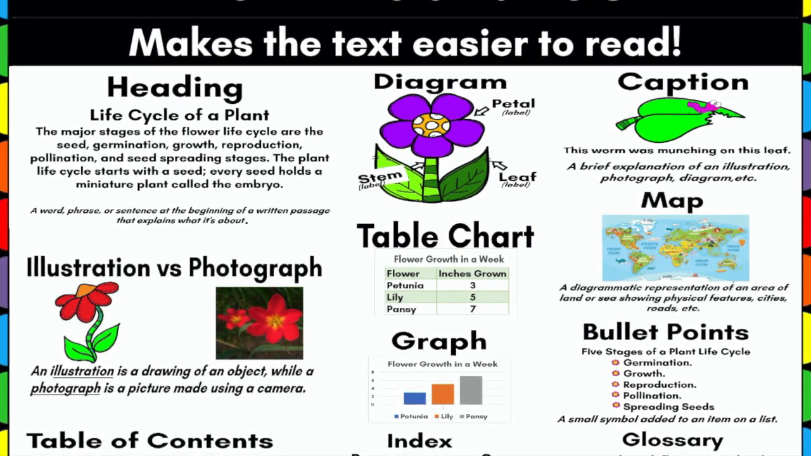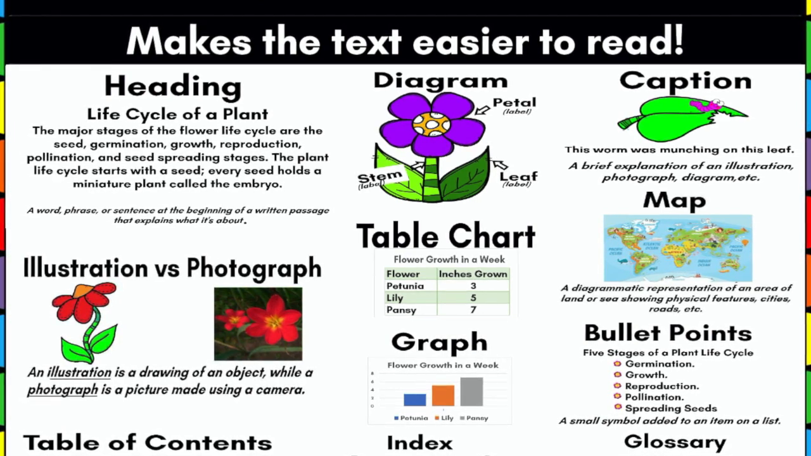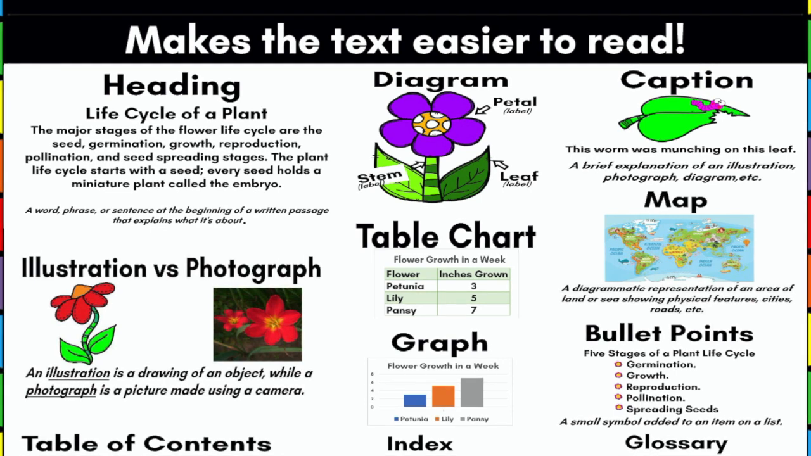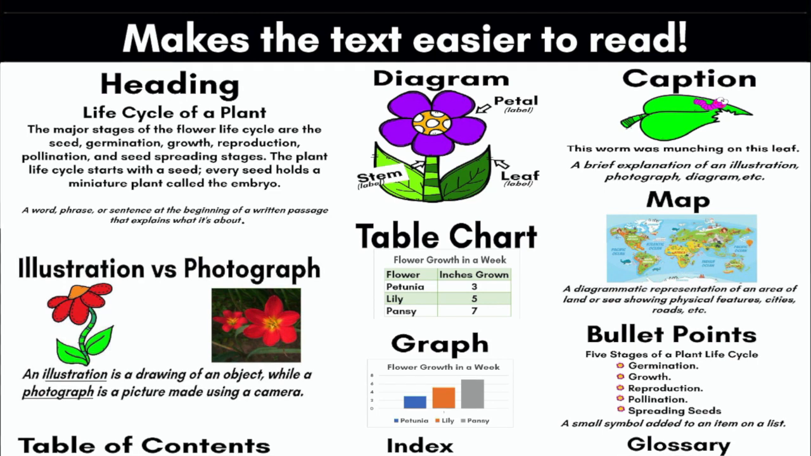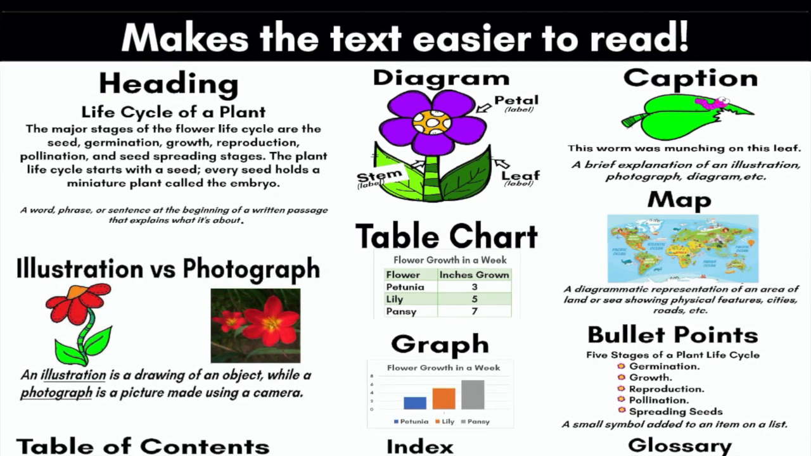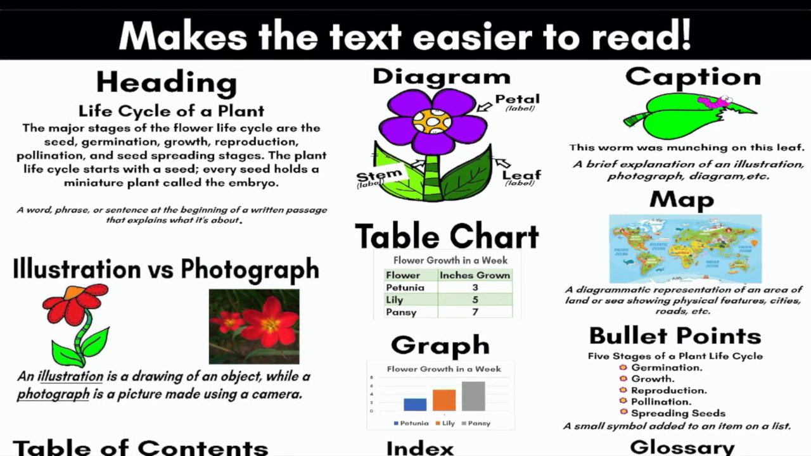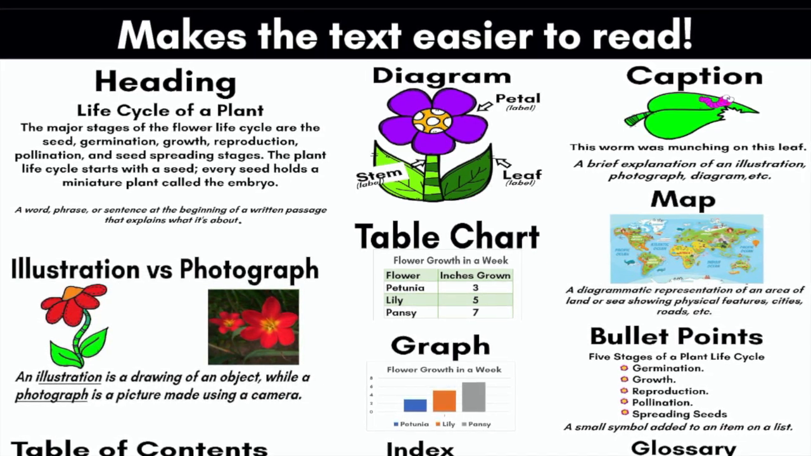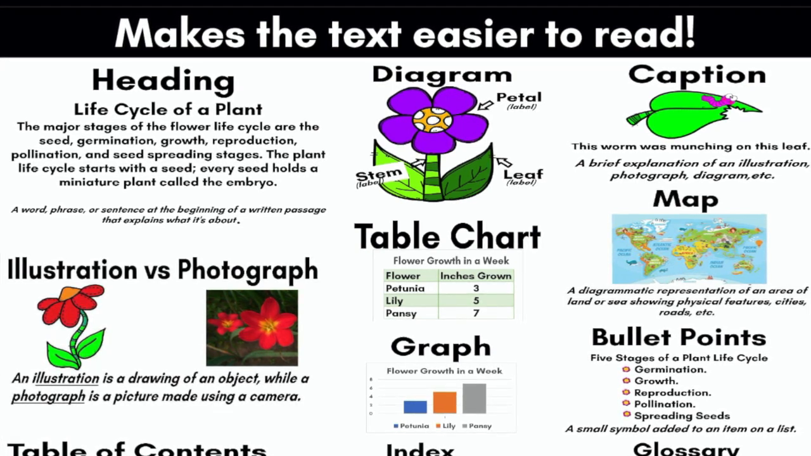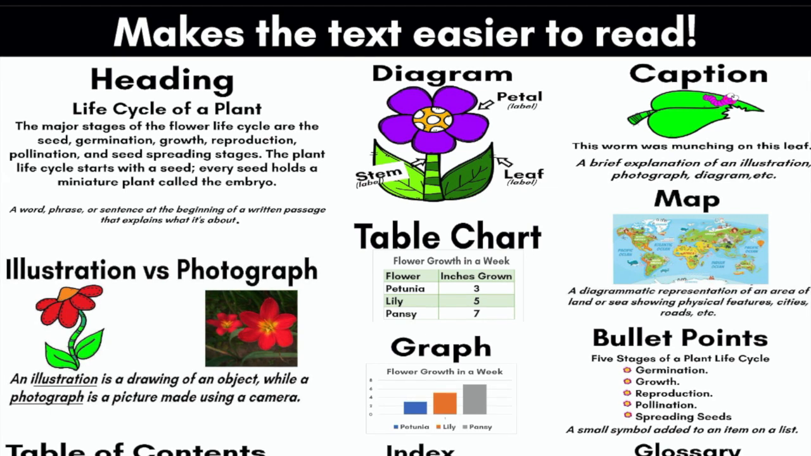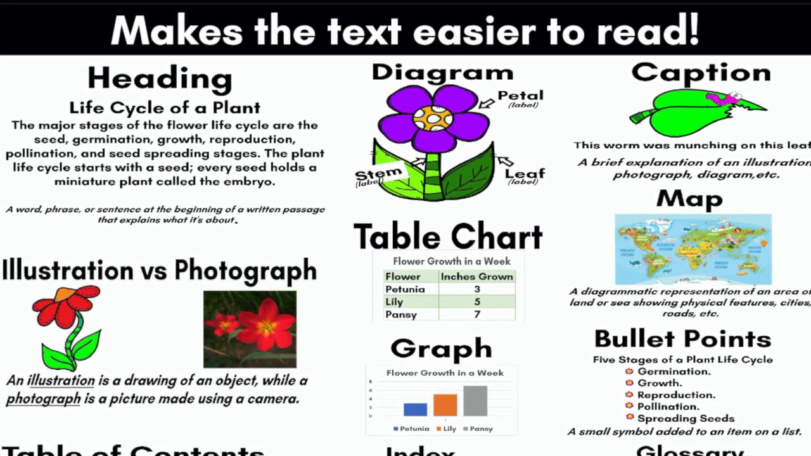A table or chart shows you information. For example, in this example, flower growth in a week. It shows you how many inches each flower grew. A graph shows, in this example, the same information just in a bar graph. An index is an alphabetical list of subjects at the end of a book. A caption is a brief explanation of an illustration, photograph, diagram, etc.